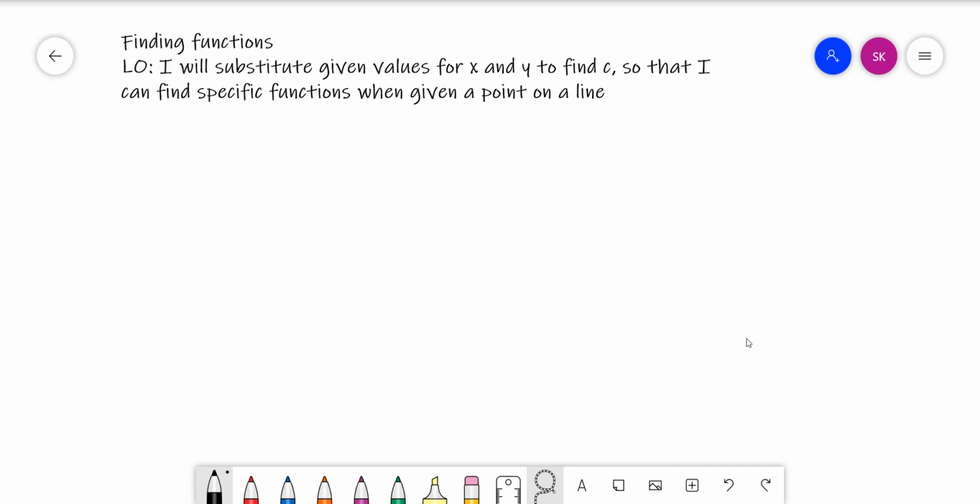Alright guys, welcome to today's lesson. Title is Finding Functions, and the learning objective is written there. I want you to read it to yourself and make sure you understand what it's talking about. It will probably make more sense once I've done the first example. So just make sure you've written the title, have a read of the learning objective, and press play when you're ready to keep watching.